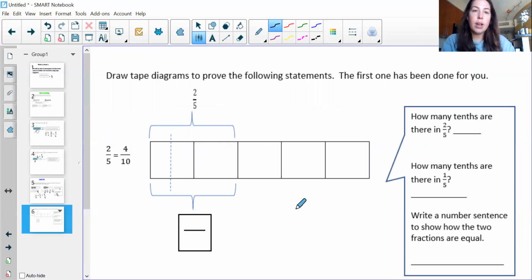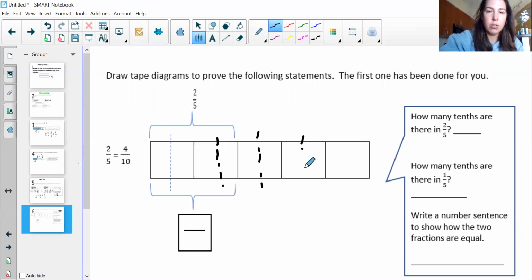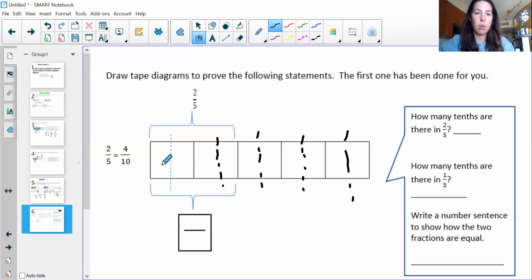Says, draw tape diagrams to prove the following statements. The first one has been done for you. So it says, we need to prove that 2/5 is equal to 4/10. So here's 2/5. This first one has been done for us. So we're going to decompose all of these into tenths. Sorry, my dotted lines are not better. So that's 1, 2, 3, 4, 5, 6, 7, 8, 9, 10.